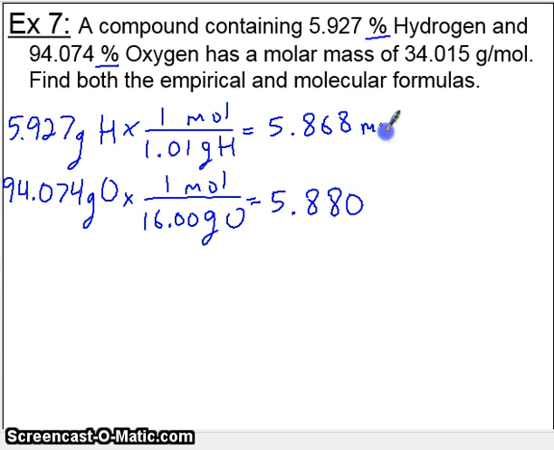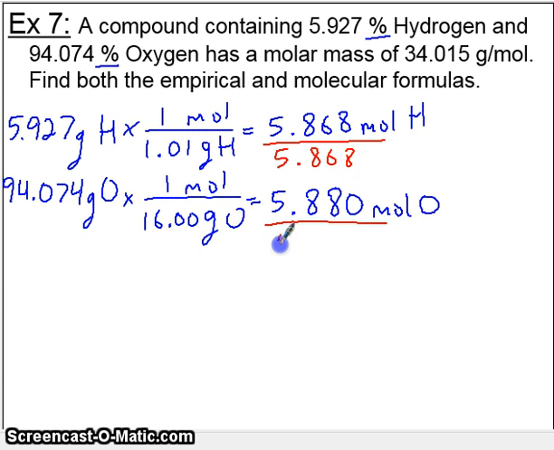This is moles of hydrogen. This is moles of oxygen. That's step 2. Step 3, remember, was divide by small. So we would divide both of these by the smallest of the 2. Now, the smallest of the 2 here is this one, 5.868. And what you see essentially is these numbers are the same, which means that you get 1 mole of hydrogen, 1 mole of oxygen.